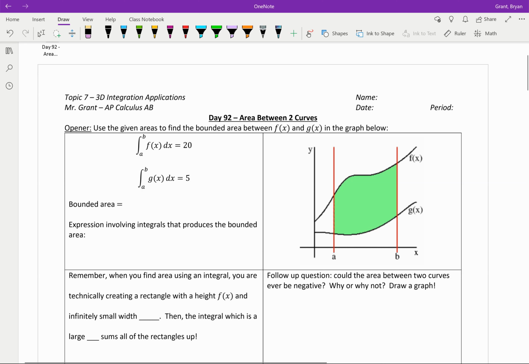This is the lesson that we left off with before break. If you're in fourth period, you already got this lesson unless you were absent, so now you're doing it, and if you're in third period, this is new for you.